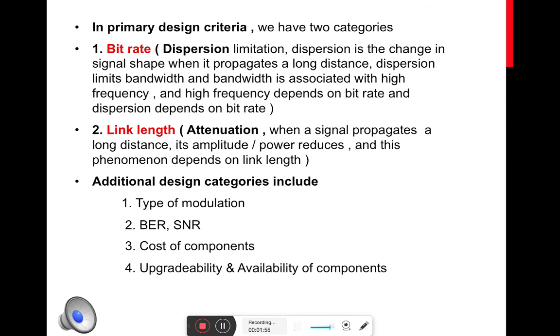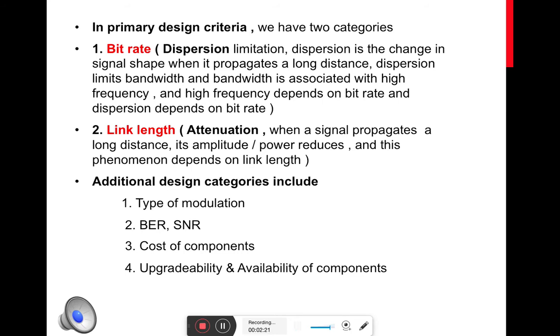So the dispersion factor limits the bandwidth. As we all know, the bandwidth is related to high frequency, and the frequency obviously depends upon the bit rate. So dispersion is related to bit rate. Because of the bit rate, when you are designing the system, we have to consider the bit rate. So considering the bit rate is considering dispersion.